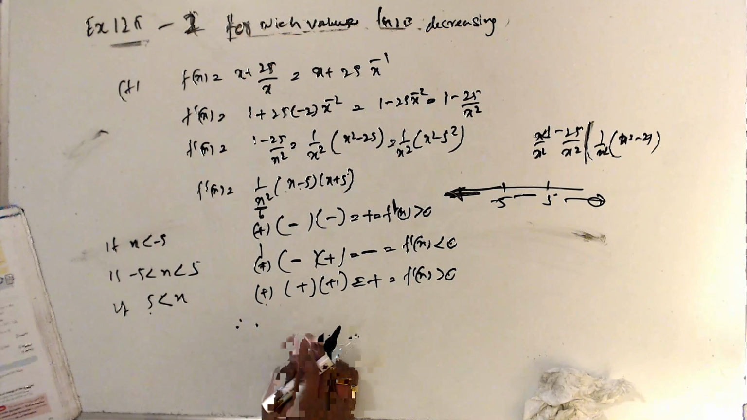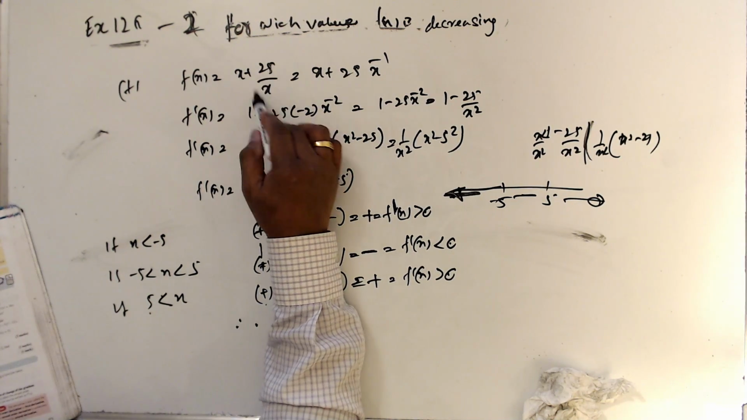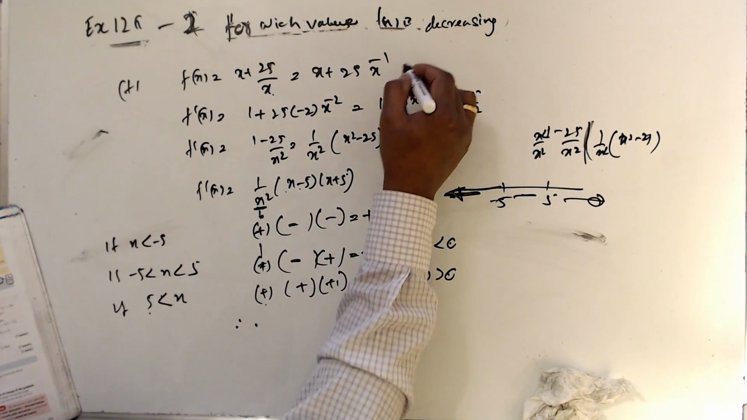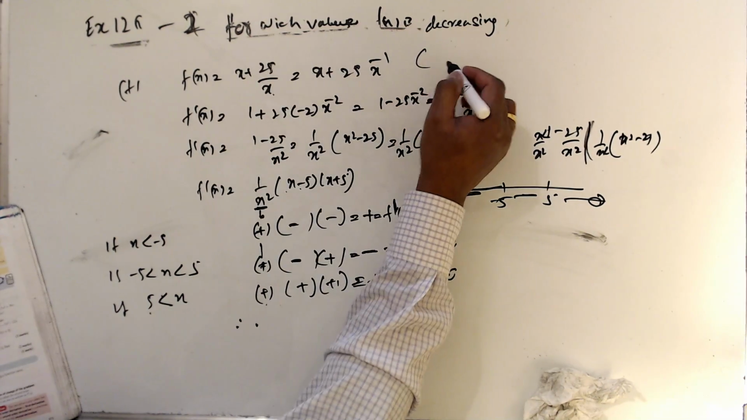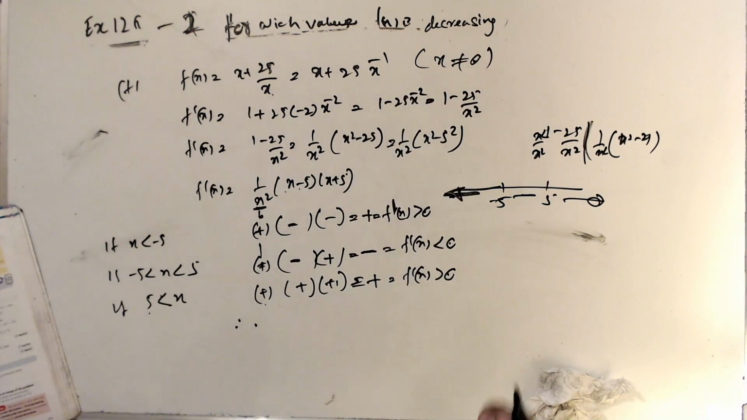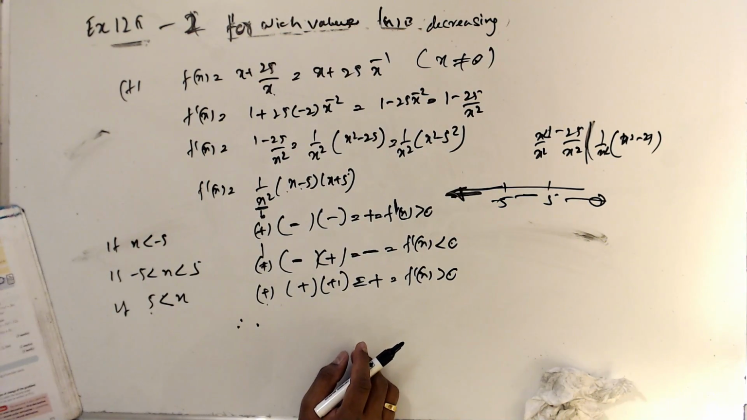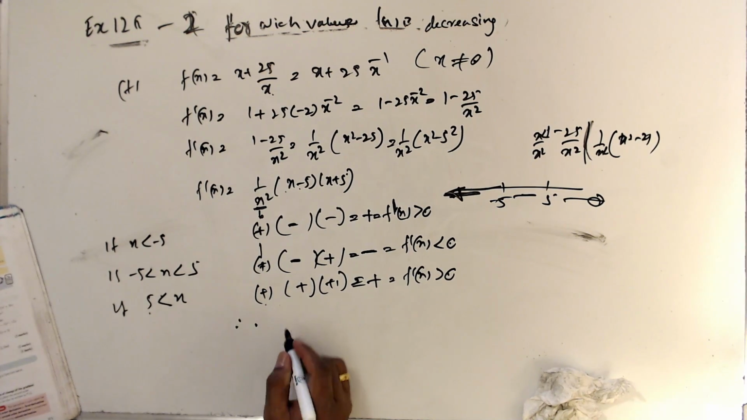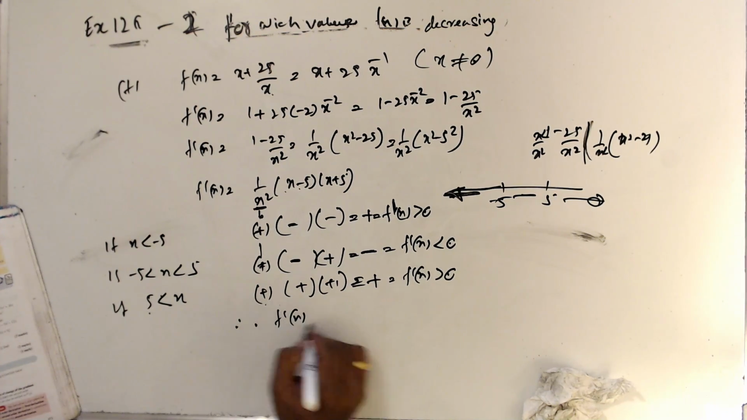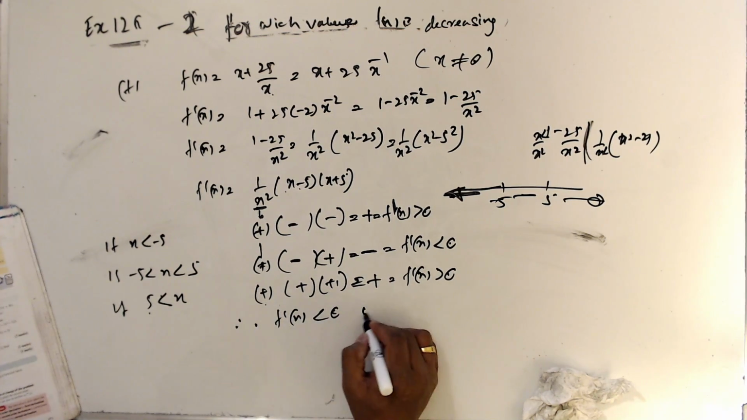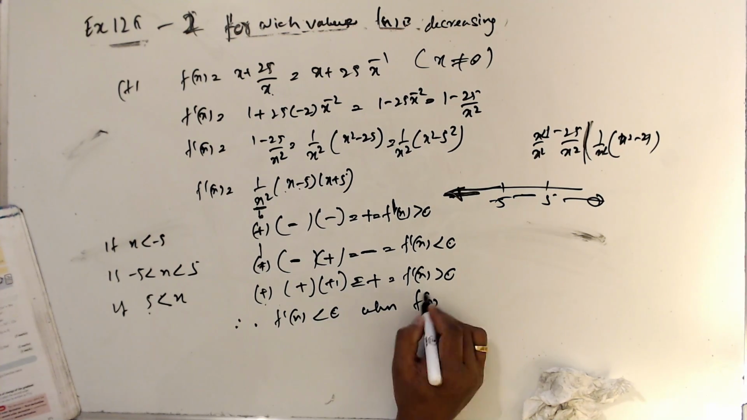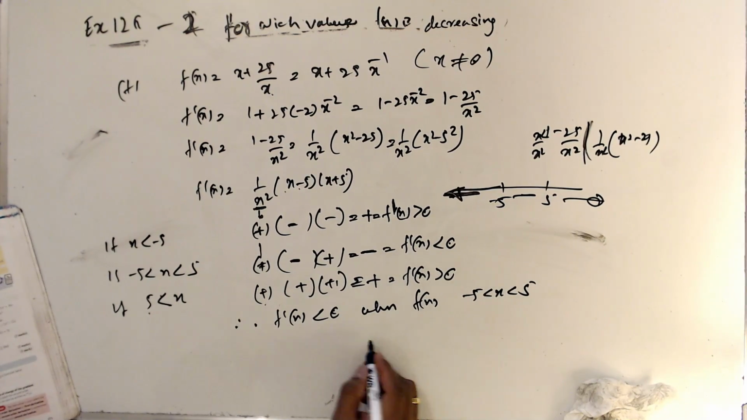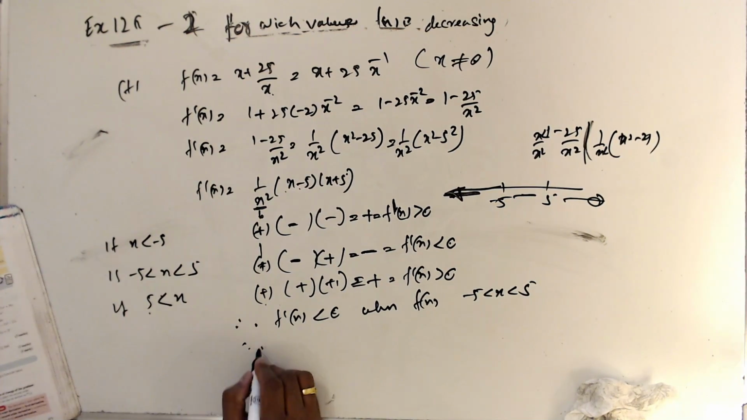Hence, one more thing, this sum does not exist when x equals 0. 25 divided by 0 is infinity. Basically, we need to give this with x not equal to 0 because x equals 0 is an asymptote. Now, hence, f dash x is less than 0 when x is between minus 5 and 5, in between.